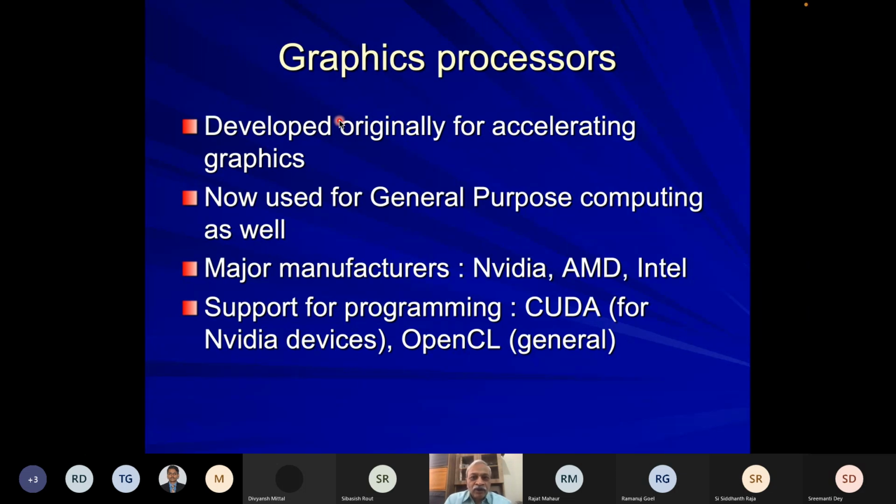Finally, let me talk about graphic processors, or GPUs, which were originally developed for accelerating graphics, and now they are getting used more and more as general purpose processors. Some of the major manufacturers are NVIDIA, AMD, and Intel. Along with these, some programming languages to support them have also evolved: CUDA, for example, for NVIDIA devices, and OpenCL, which is general across all of them.